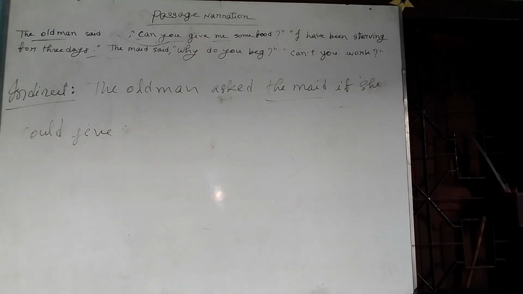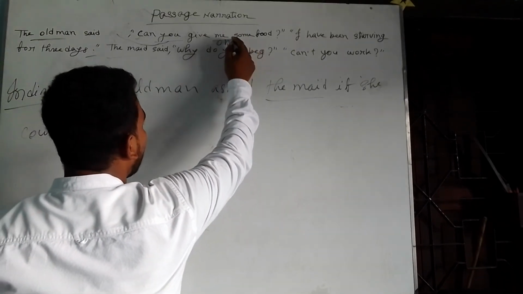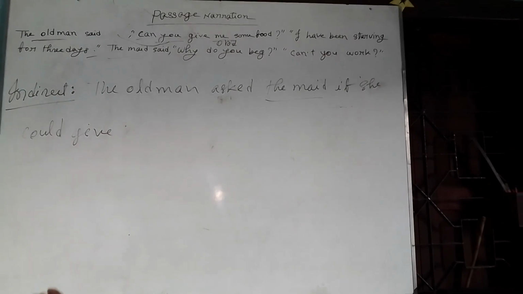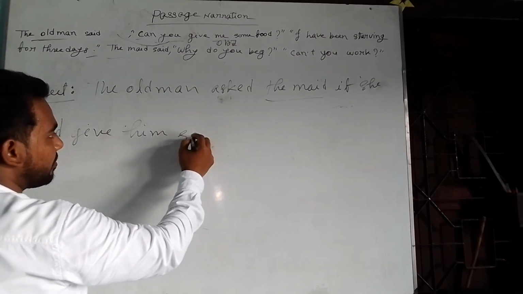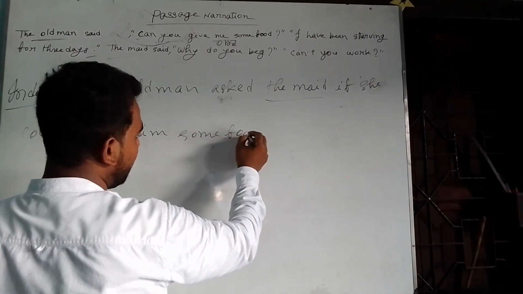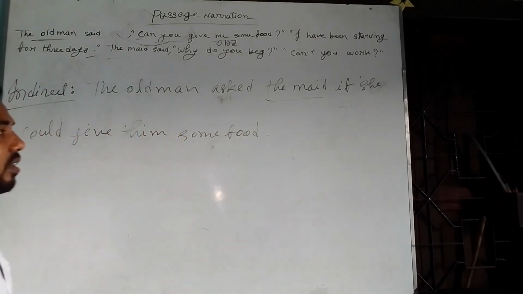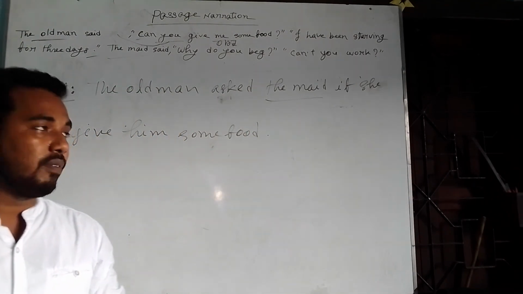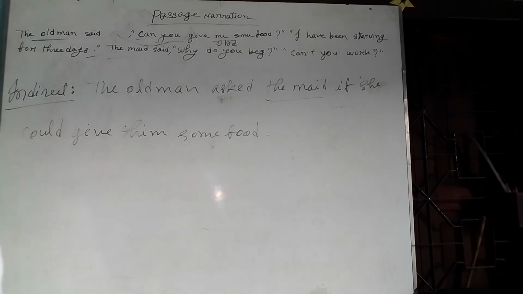So me will always follow the subject, the old man. The old man's pronoun will be he. But here me is the object form. That is why we have to use here me. He's object form will be him. Support. At the end of the sentence, here we have to use a full stop. So, dear student, I hope that you can understand.